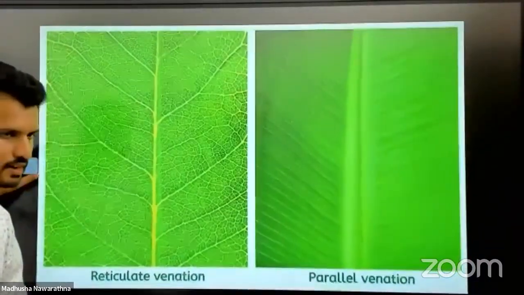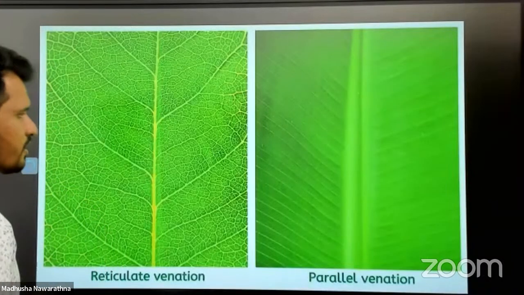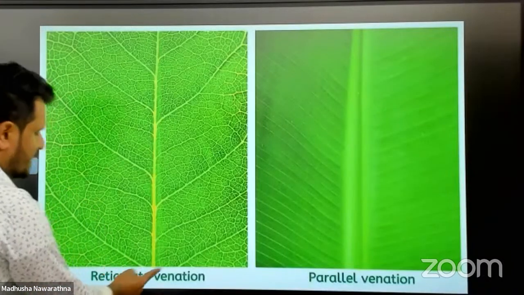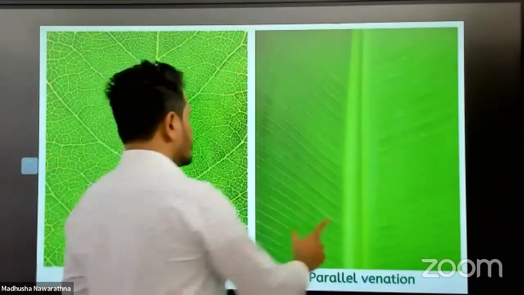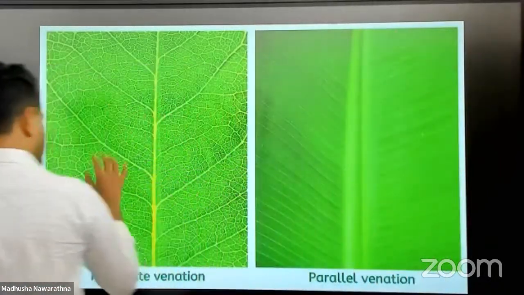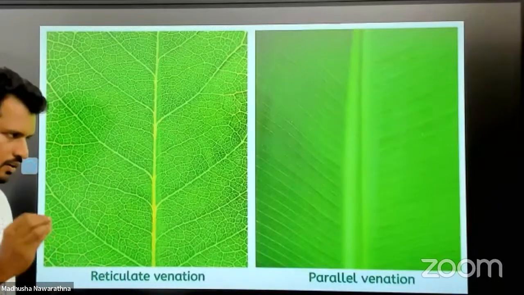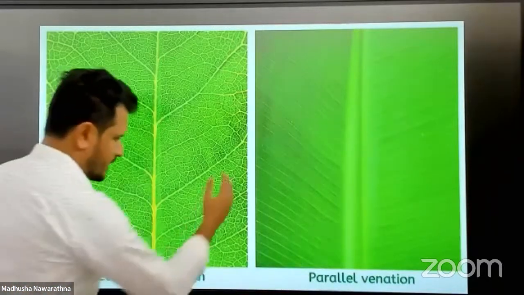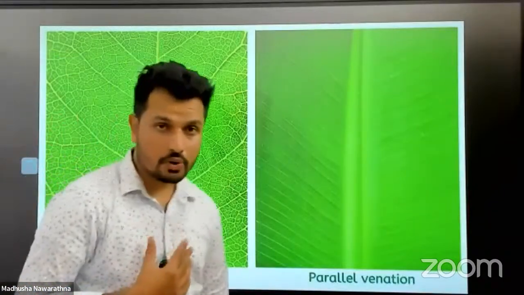Now what you need to do is write a small sentence at the end. Write one topic at the top called reticulate venation, and here you write another topic called parallel venation, and then draw these two diagrams. After that we will write a small table of points underneath, but no need to draw another table.